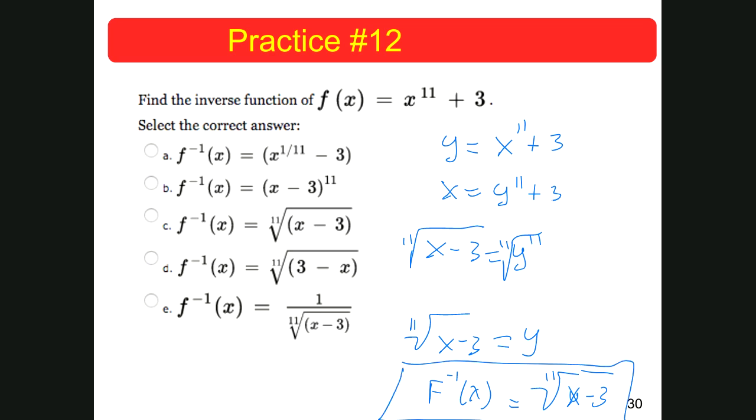Let's see here. When in doubt, choose C. Looks like C is the answer again. Whew. All right.